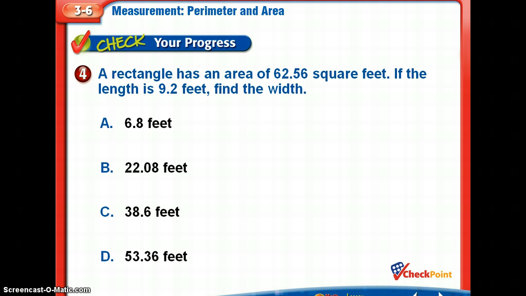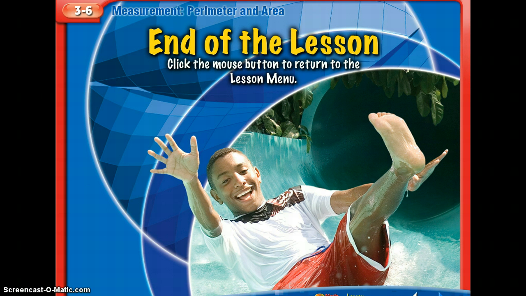Alright, you try this one. The rectangle has an area of 62 and 5/5600 square feet. If the length is 9 and 2/10 feet, find the width. Is it A, 6 and 8/10, B, 22 and 800, C, 38 and 6/10, or D, 53 and 3600 feet? And your answer is... And that concludes your lesson.